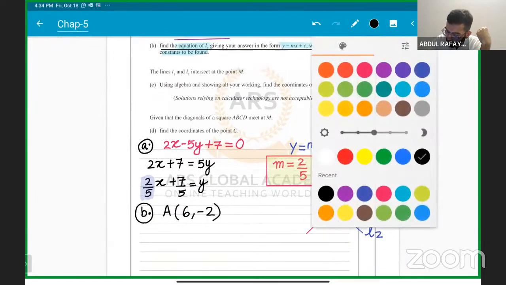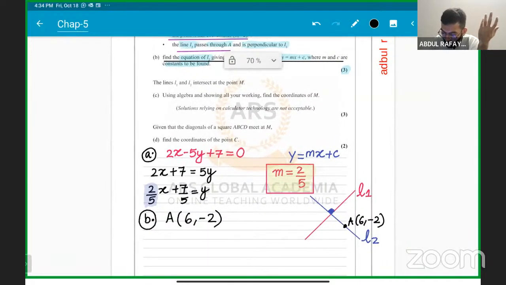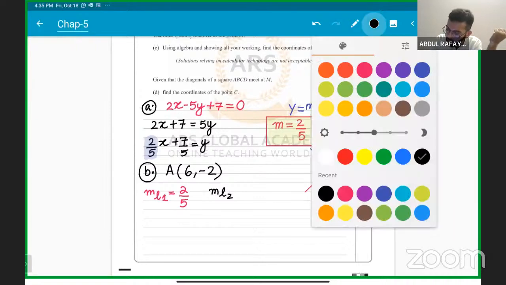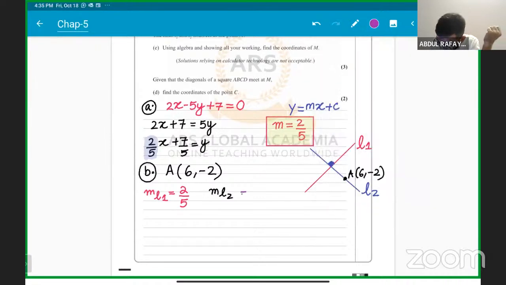And what we have, students, we have to make the equation of line 2. In order to make the equation of line 2, everyone understands that the gradient of line 1 will play a very important role. The gradient of line 1 is 2 over 5. So the gradient of the perpendicular line, students, which is line 2, will always be the reciprocal of it.